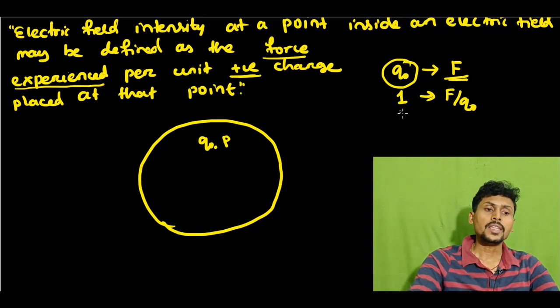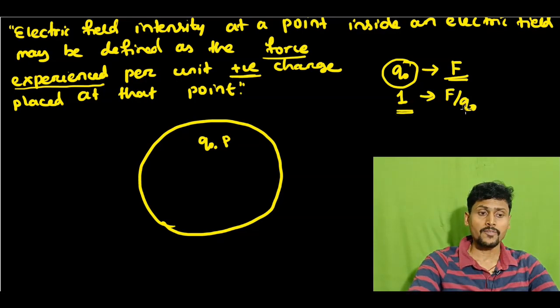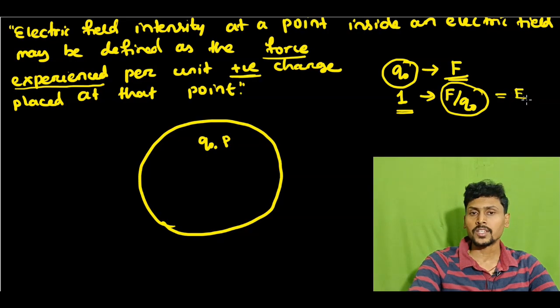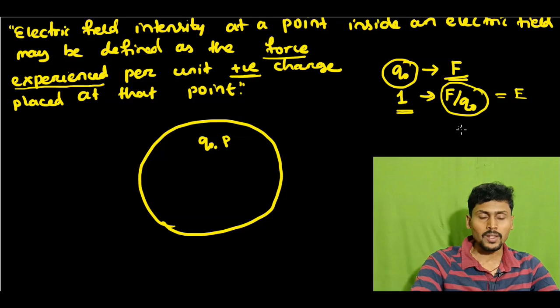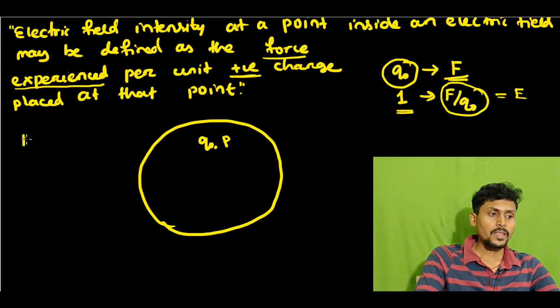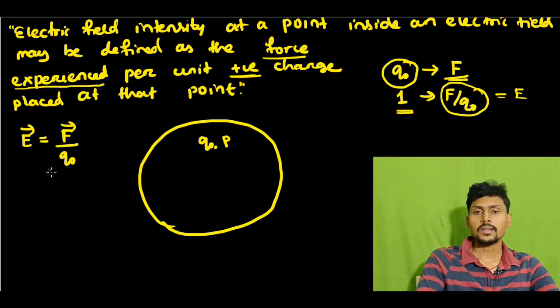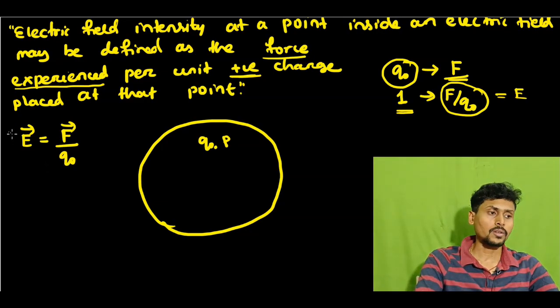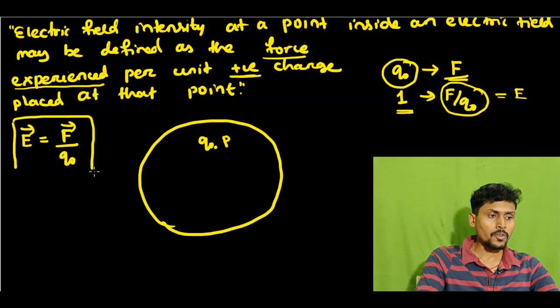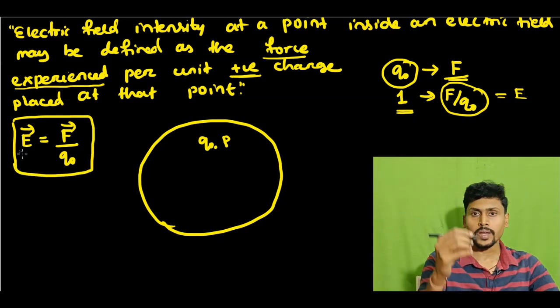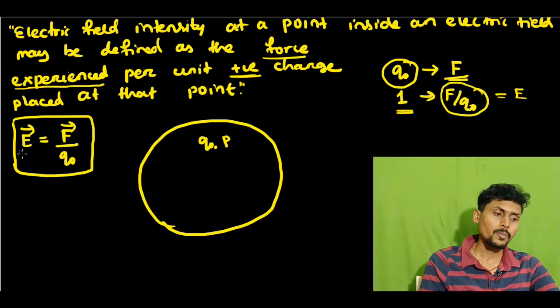If a test charge Q naught experiences a force F at a particular point in an electric field, then a unit charge will experience F by Q naught force. And this F by Q naught is equal to the electric field intensity E. The symbol for electric field intensity is E. So E is equal to F by Q naught. Remember this formula. Electric field intensity E vector, we know that electric field is a vector quantity, so E vector is equal to force divided by the charge Q naught, F vector by Q naught. This is the basic formula of electric field intensity: force experienced per unit positive charge.